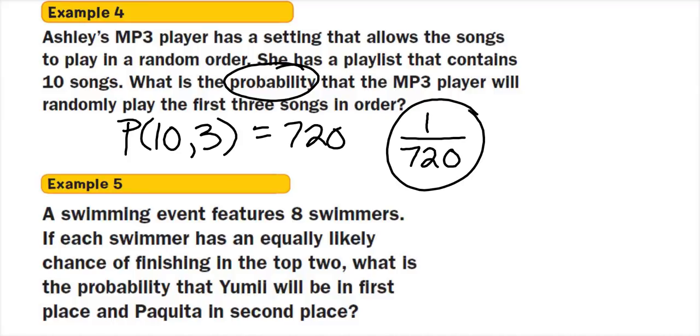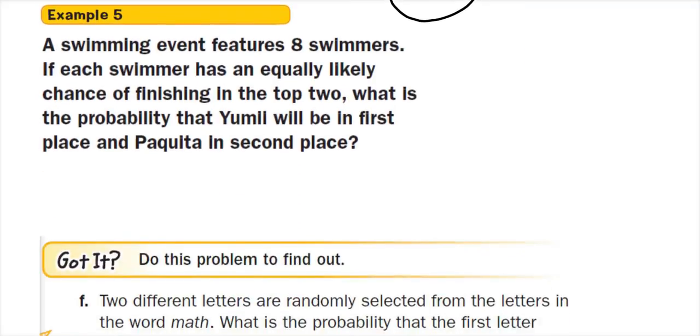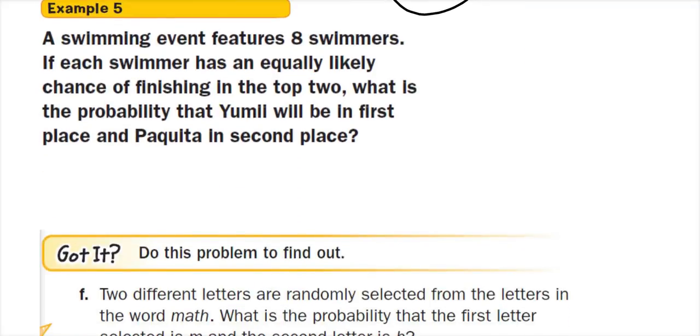Okay, let's try example 5. It says a swimming event features 8 swimmers. If each swimmer has an equally likely chance to finish in the top 2, what is the probability that Yumi will be in first place and Paquita in second place? All right, so let's take a look. So we need to set up a permutation.